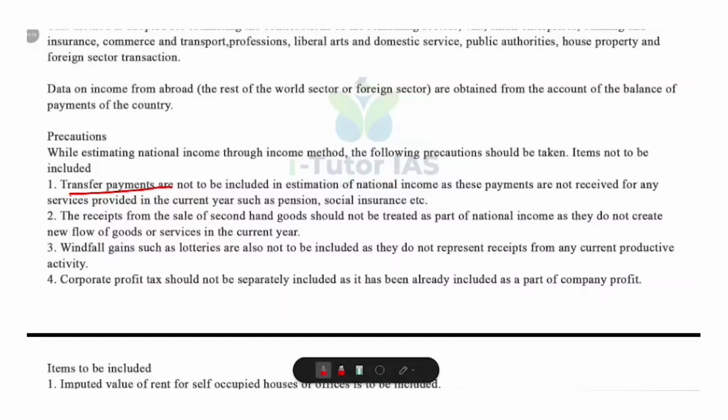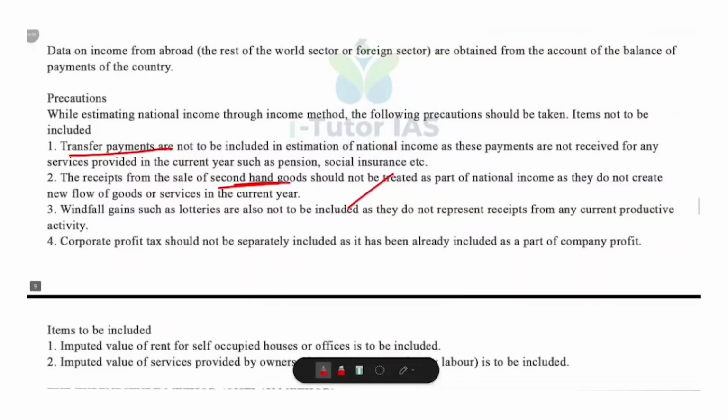Then what about second-hand goods? Are they included? No. Selling used items does not create new production, so it should not be counted. For example, sale of pre-owned cars or used furniture are not included in the calculation of national income using the income method. Then what about windfall gains? They are unexpected or lucky gains that are not from productive work and should be ignored. For example, lottery winnings, gambling money are all called windfall gains and they are not included.